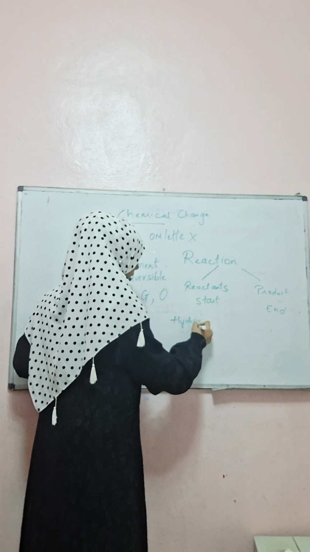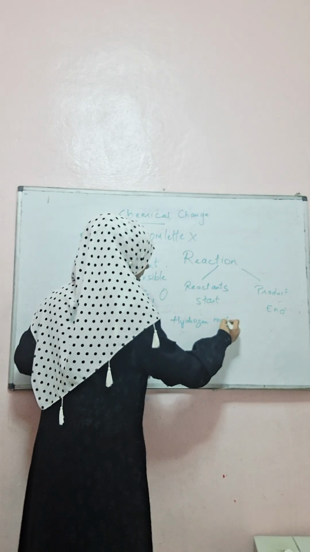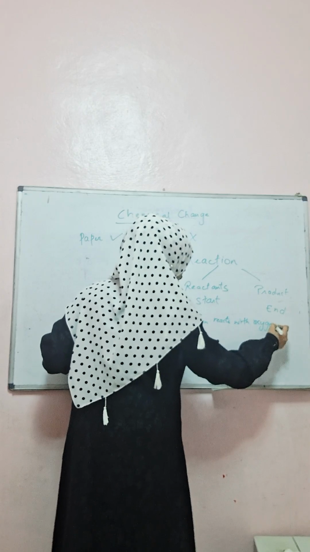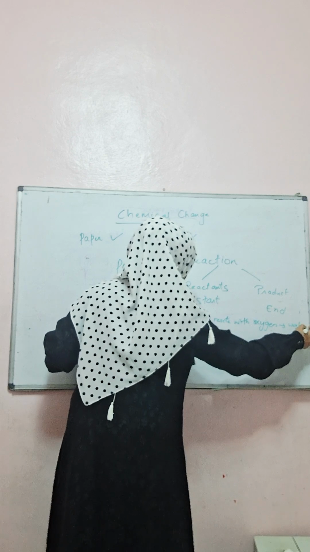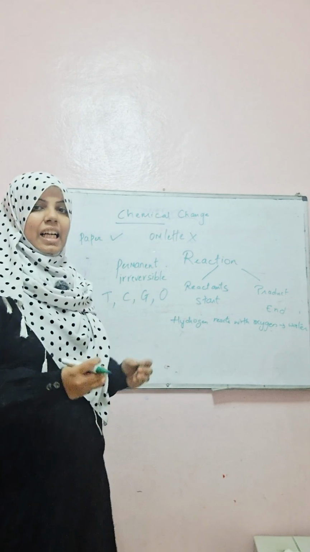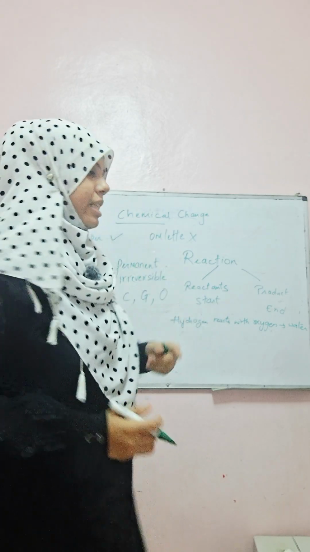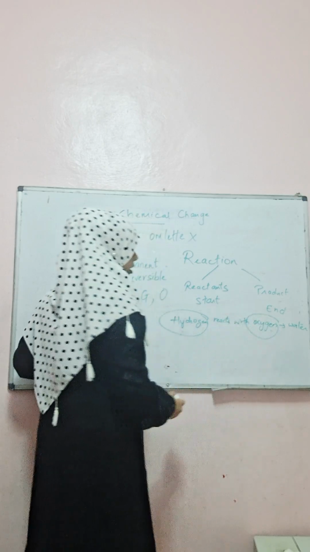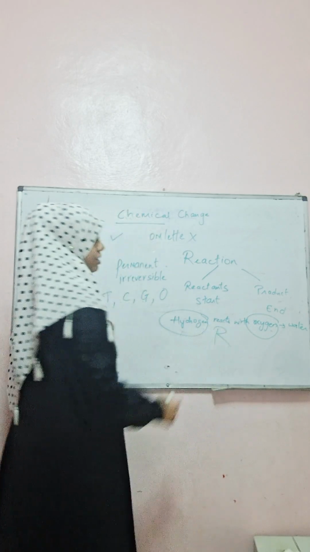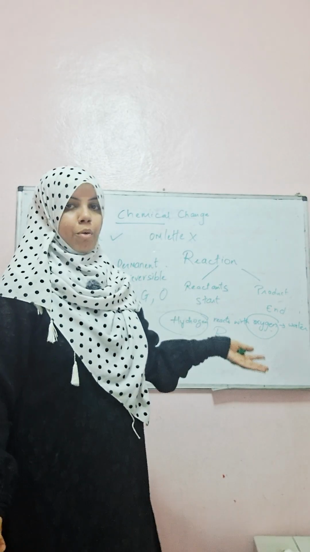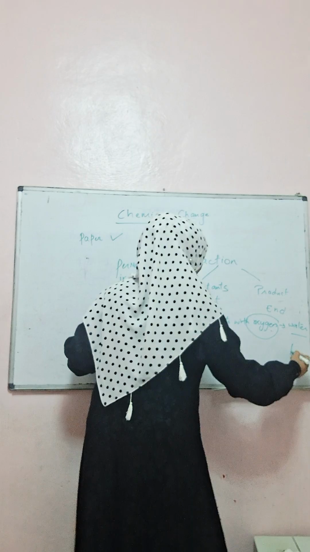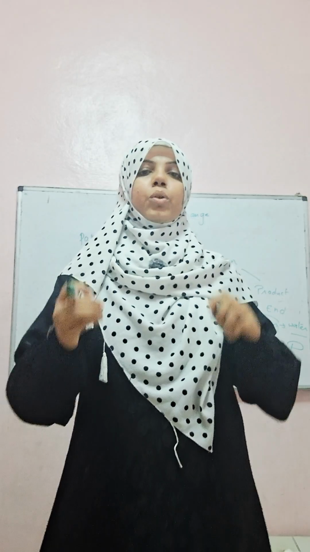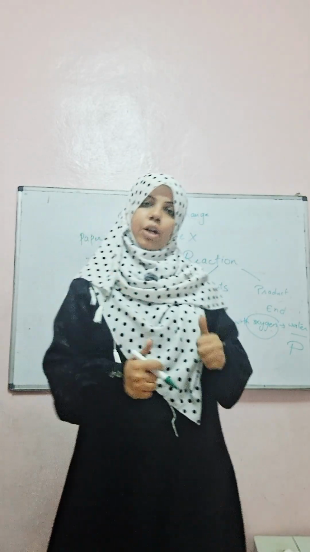Now if I give you a reaction, hydrogen reacts with oxygen to form water. What is the thing I am using at the start? What are my reactants here? My reactants here are hydrogen and oxygen. These are my reactants. What is the product? What am I getting from all this? I am getting water. So that is my product. So in any chemical reaction, you are going to highlight what are the reactants and what are the products.